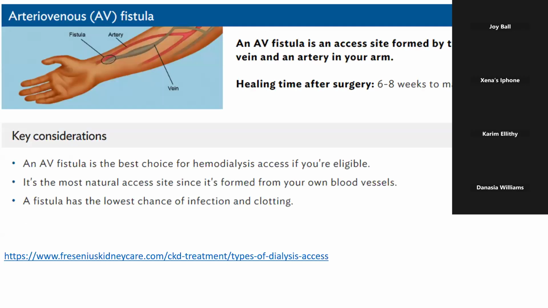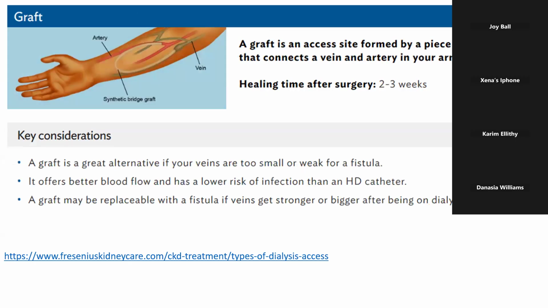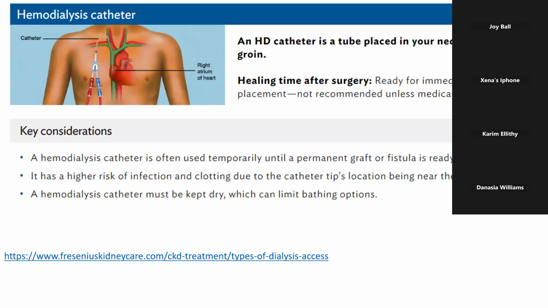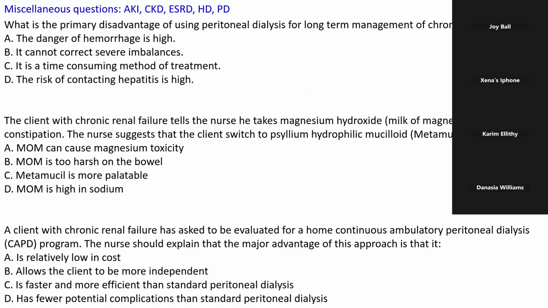Yes. Okay. So this is just to show there are key considerations, key points about the AV fistula, and the link, I think it's a YouTube video about the fistula with other key points, and then we have questions.